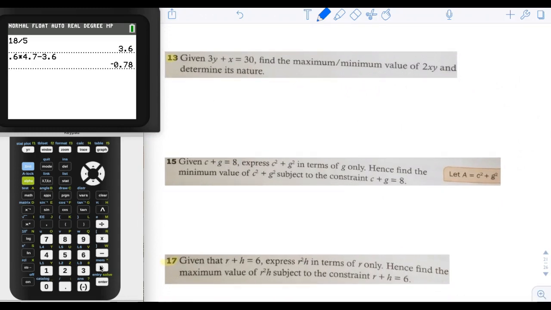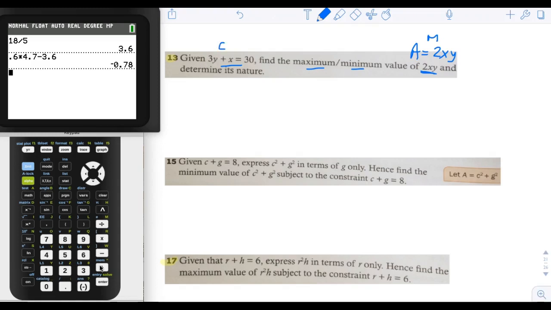So, given 3y plus x equals 30, find the maximum or minimum value of 2xy and determine its nature. Okay, when they say determine its nature, they want to know if it is a maximum or a minimum. So which one is the constraint equation, which one is the main equation? If you look at these, they both have two variables, but this one does not have an equal sign. So for the expression, you need to assign another variable to it, like let's say area or something like that. A equals 2xy. So you can see that the second equation is the main equation because once we make it into an equation, it becomes three variables, right? And this would be the constraint equation.